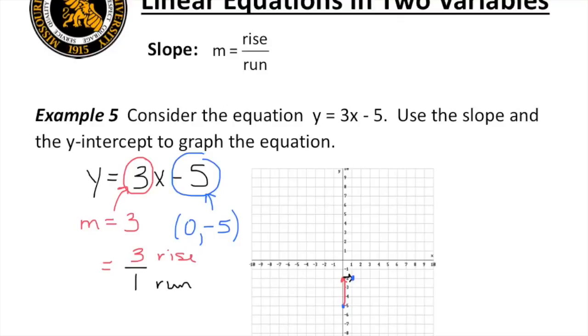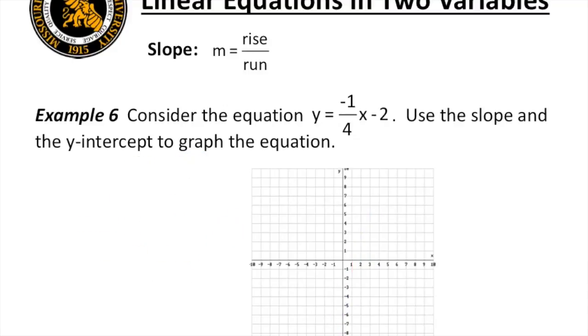Repeating this process from there, up 3, right 1, we have a second point, or a third point rather, at 2, 1. And now we have a line. We can draw a line through those points. And we have our graph.